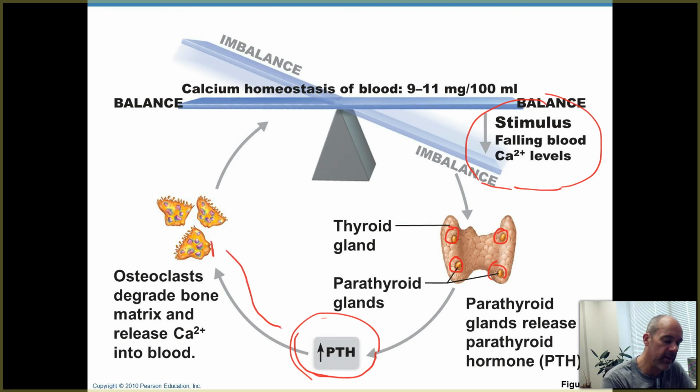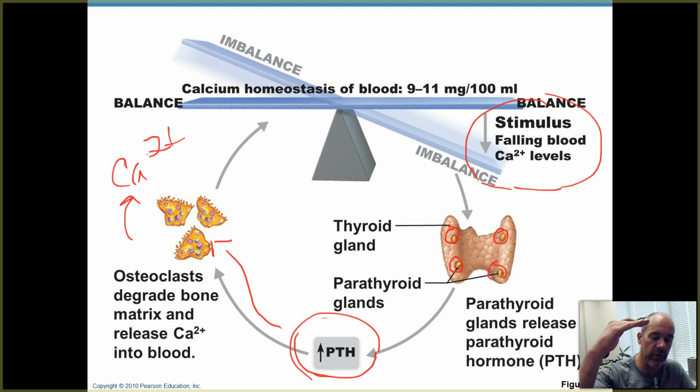PTH travels throughout the body, and all of those osteoclasts, which are mainly sitting within the periosteum, on the outer surfaces of bones, and also along the endosteum, that inner membrane that covers bony surfaces on the insides of bone, become activated. They start secreting their acids and digestive enzymes, release calcium ions into the body fluids, and that brings your calcium ion levels back up to where they need to be.